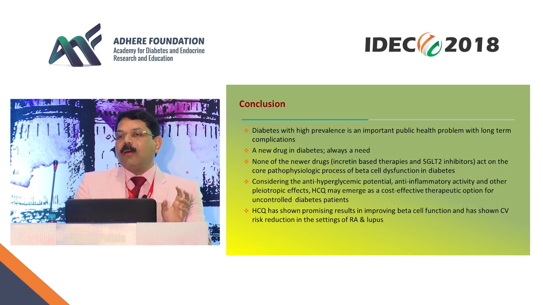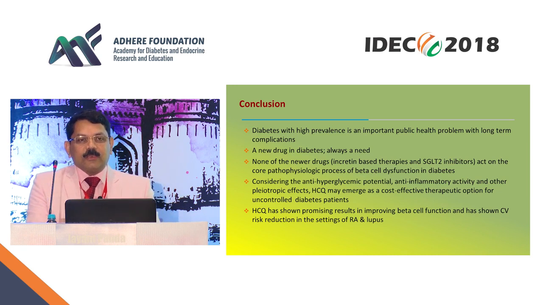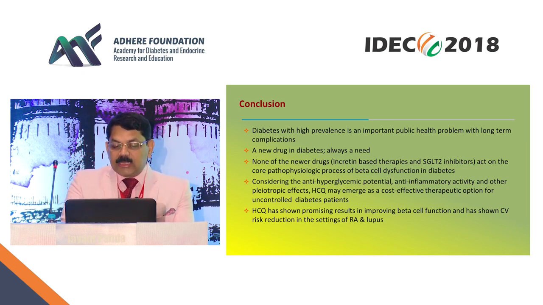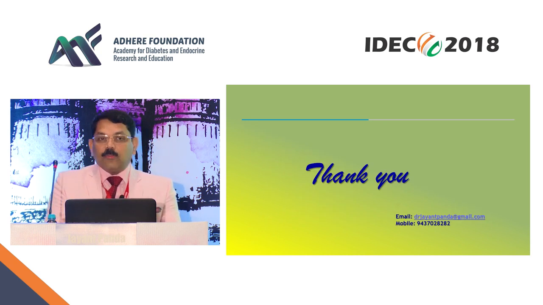This is all just the market suspicions, and comfortably we can go for an affordable drug for our patient when the glycemic control is not adequate. And it has shown promising results in improving beta cell function and has also shown CV risk reduction in the setting of rheumatoid arthritis and lupus. And I'm sure the same thing can be extrapolated here.